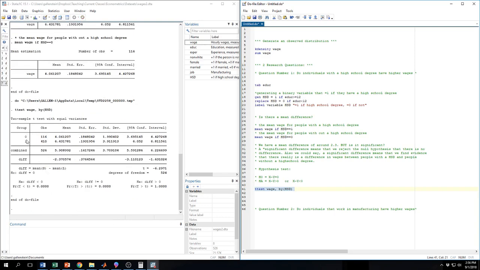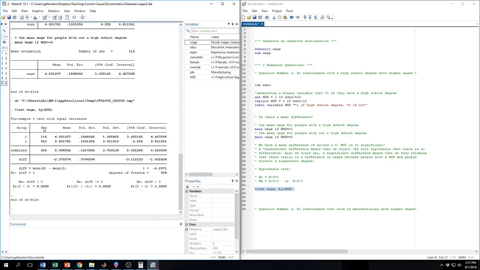So here we go. We're doing our t-test. Here is our output from our t-test. There's a lot of information here. Let's go through it. Okay, so this column here says group. That means this is the different values of the HSD variable. 0, this is when HSD equals 0. That means when they don't have a high school degree. 1, this is when HSD equals 1. That means that they do have a high school degree.